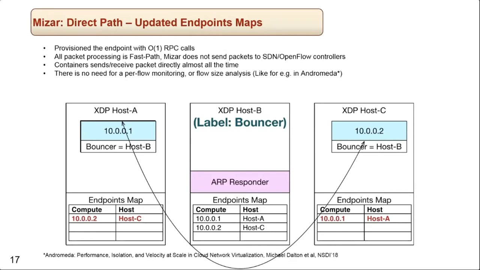Fast path means directly, because the hosts are directly talking to each other after the initial ARP call and the ARP responder call, and the fact that Mizar doesn't really take any packet and send it out to an OpenFlow controller. Everything is happening at the device driver for the NIC, okay? And the containers, in turn, receive the packet directly from the very first packet itself, all the time, basically from then on. And there's no need for per flow monitoring, just like the Andromeda folks do. So it's all a direct path all the time, basically.